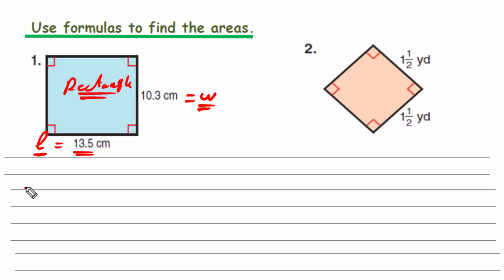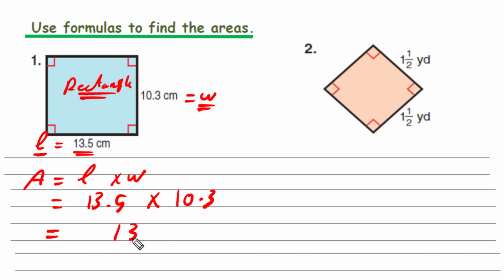How can we find the area of the rectangle? Just multiply length by width. Length is equal to 13.5. Width is equal to 10.3. Just multiply 13.5 times 10.3. You can use long multiplication. We get 139.05 square centimeters.